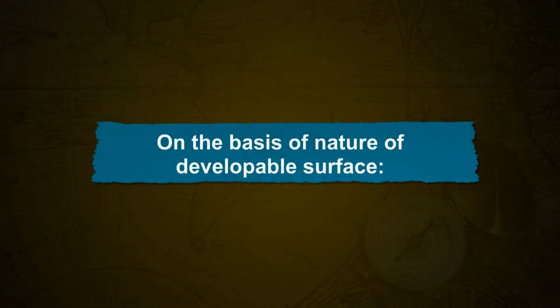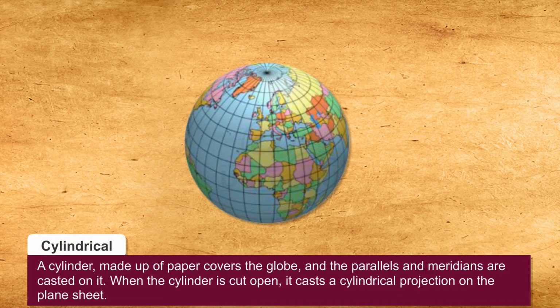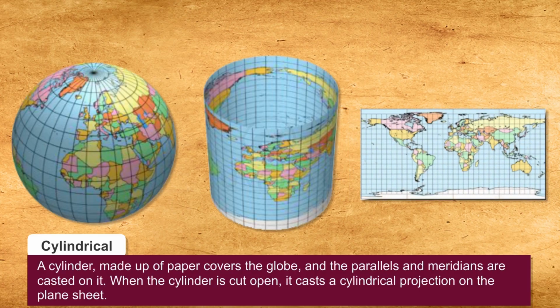On the basis of nature of developable surface. Cylindrical. A cylinder made up of paper covers the globe, and the parallels and meridians are casted on it. When the cylinder is cut open, it casts a cylindrical projection on the plane sheet.